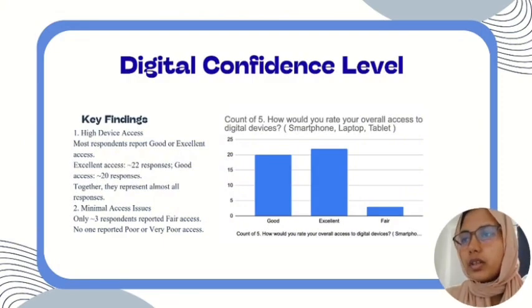So let's look at the first question. Our question is about device access, and we see a largely positive picture here. Approximately 20 participants rated their access as good, and the largest group, 22 participants, rated their access as excellent. And so I think device ownership is not the primary barrier for this group.